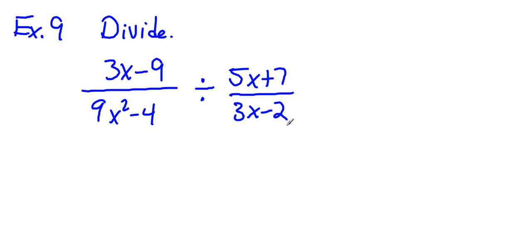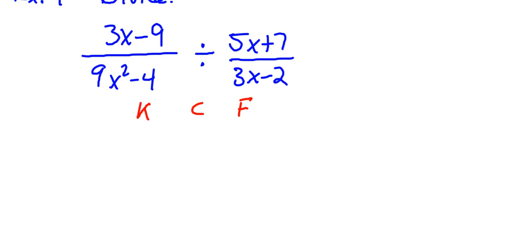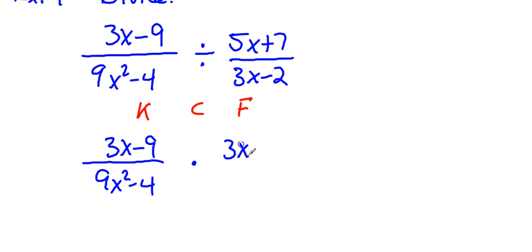If you have 3x minus 9 over 9x squared minus 4 divided by 5x plus 7, and it's over 3x minus 2. It's a division problem, but there's one thing we do to make it a multiplication problem. There you go. Keep change flip. And then once you make it a multiplication problem, you do it the same way as we did the other 2 problems of multiplication. You're just going to have 3x minus 9, 9x squared minus 4, change the division to multiplication, and flip this thing upside down to put the 3x minus 2 here, and the 5x plus 7 there.